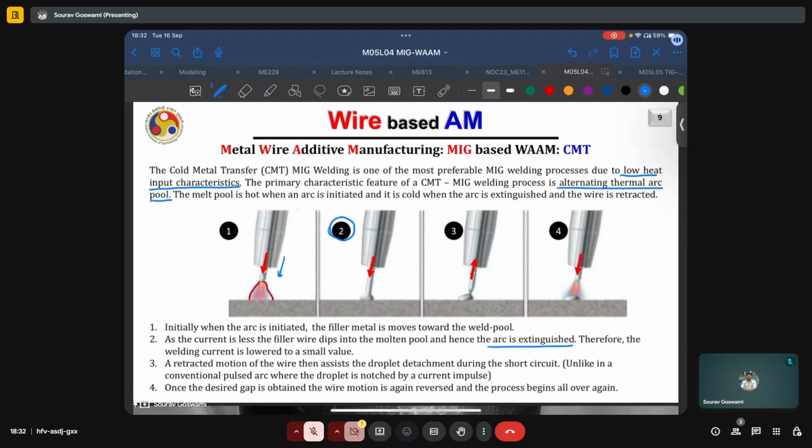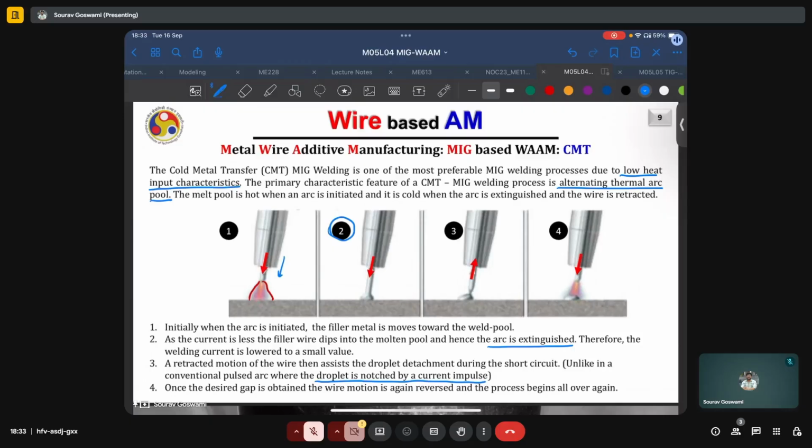This is unlike the short circuit metal transfer mechanism which we saw in the previous slide, where the droplet is notched by a current impulse. It is because of the sudden rise in the current which leads to a rise in temperature, and that spike in temperature melts the material, breaking the contact. Here, the contact is broken by the retracting action of the wire, as we can see here. Again, as this distance increases, the arc can be established again, and once the desired gap is obtained, the wire motion is again reversed, and the process begins all over again.